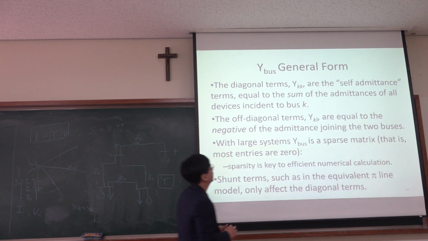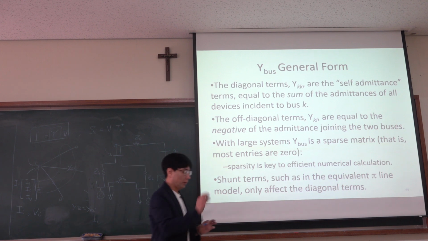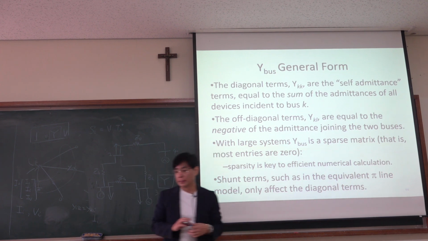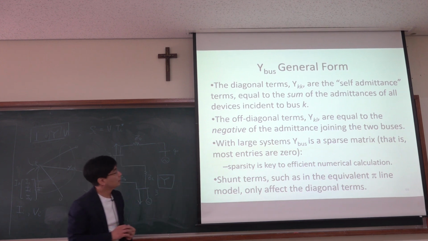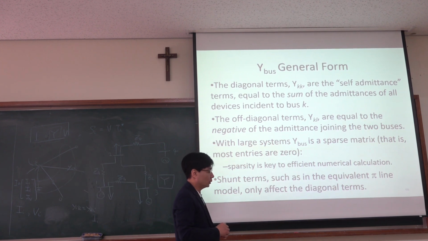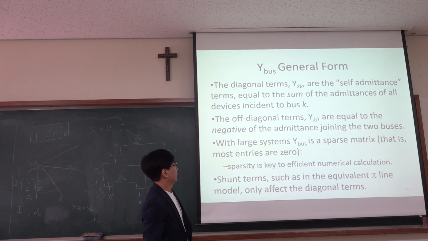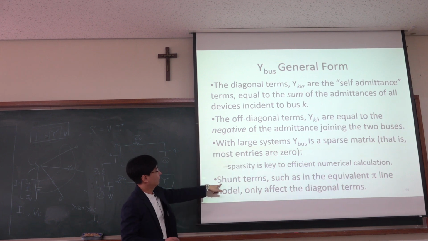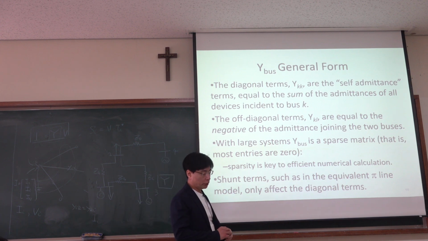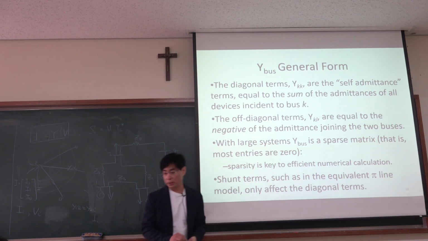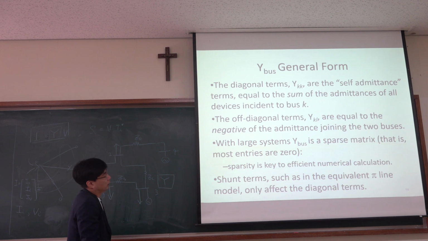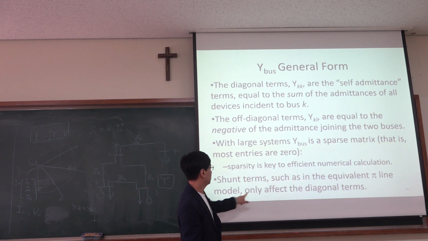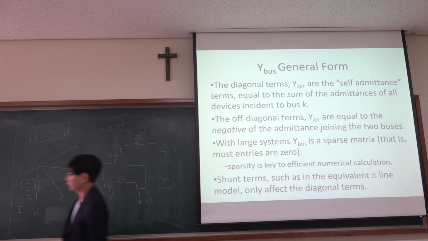And the sparsity is what we want to exploit to compute the power balance equation or to solve optimal power flow, etc. The sparsity is key to efficient numerical calculation. Now I want to talk about the shunt admittance, or shunt capacitance. We didn't discuss this before, but it is also an important term, so please pay attention. A shunt term, such as in the equivalent pi line model, only affects the diagonal terms. So let's see what that means.